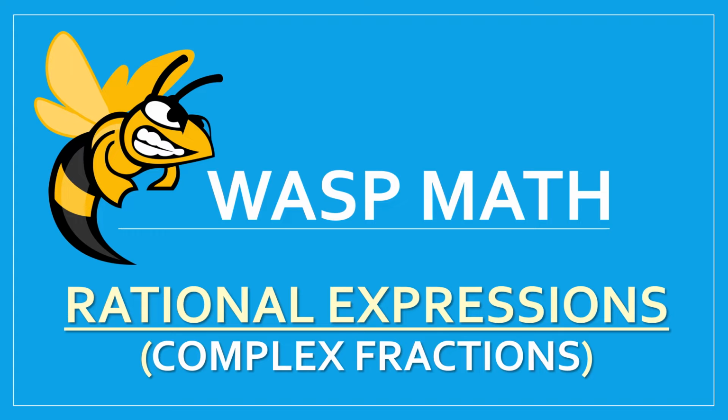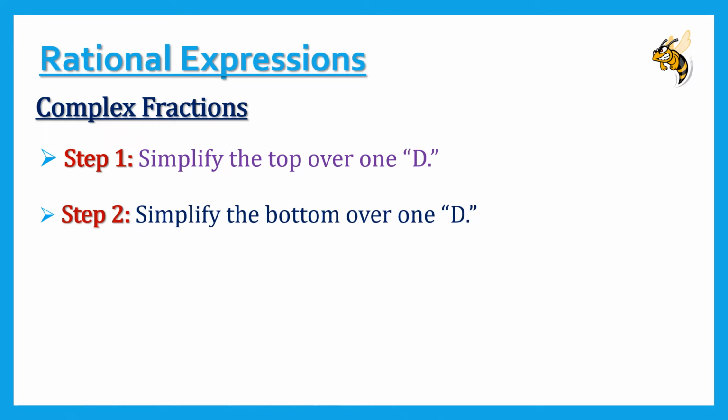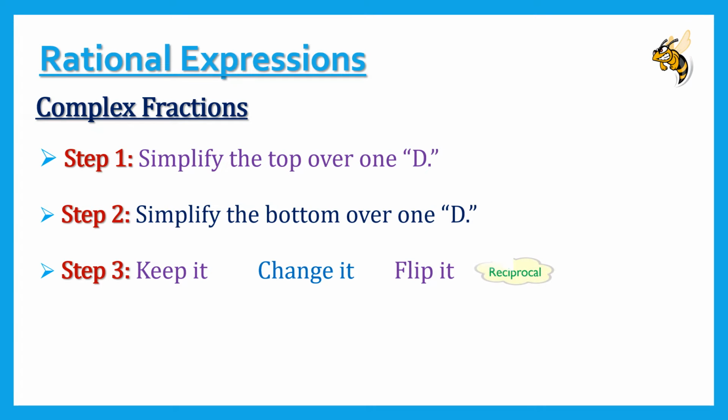This video will focus on rational expressions with an emphasis on complex fractions. Step 1. Simplify the top over one denominator. Step 2. Simplify the bottom over one denominator. Step 3. You want to keep the first fraction, change the division to multiplication, and flip the second fraction. In other words, the reciprocal.